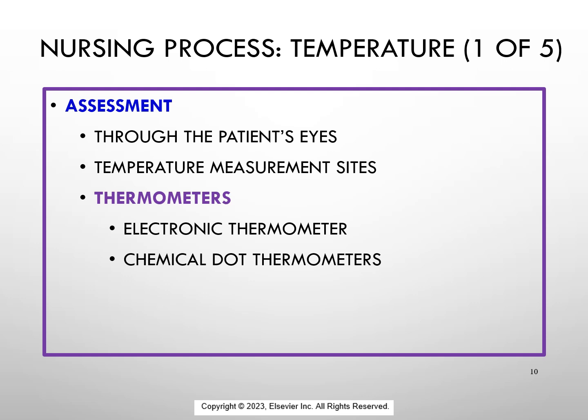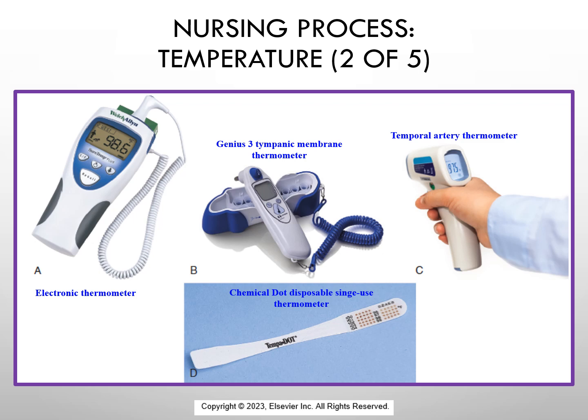There are different types of thermometers. You have the good old-fashioned mercury thermometers. You rarely see those anymore. You have electronic thermometers. You have a chemical dot thermometer. Here are some examples of different ones. You'll see the electronic thermometer. That's the one we're used to seeing quite often in a healthcare facility. Tympanic is in the ear. Temporal, we're seeing more of those. Chemical dot disposable is just you stick it on. That's good if you're in a pinch, but they're not as accurate.